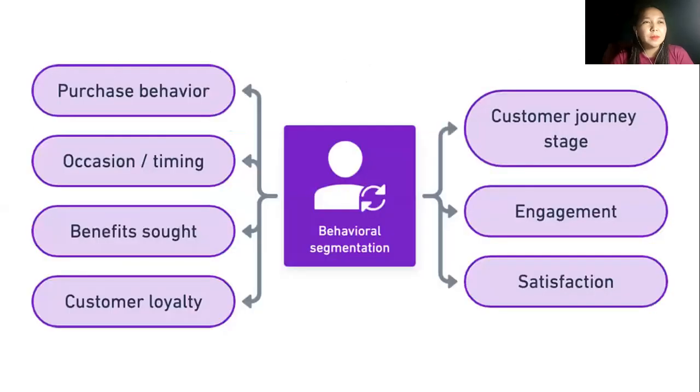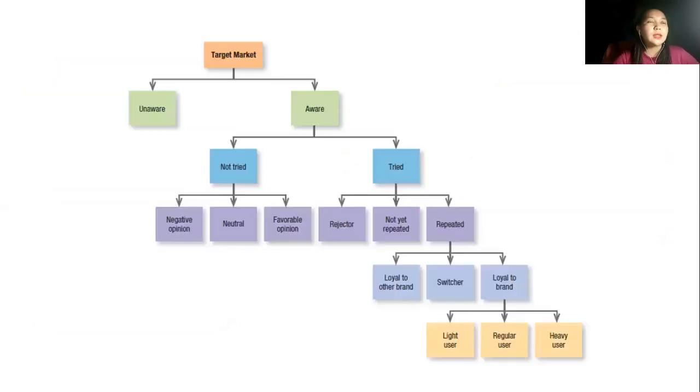So I think meron akong example later on sa multiple basis, but you can check here yung iba't ibang types or ibang pang variables ng behavioral segmentation: purchase behavior, occasion or time, benefit sought, customer loyalty, customer journey stage, engagement, satisfaction. So this is actually an example of a multiple basis na model.